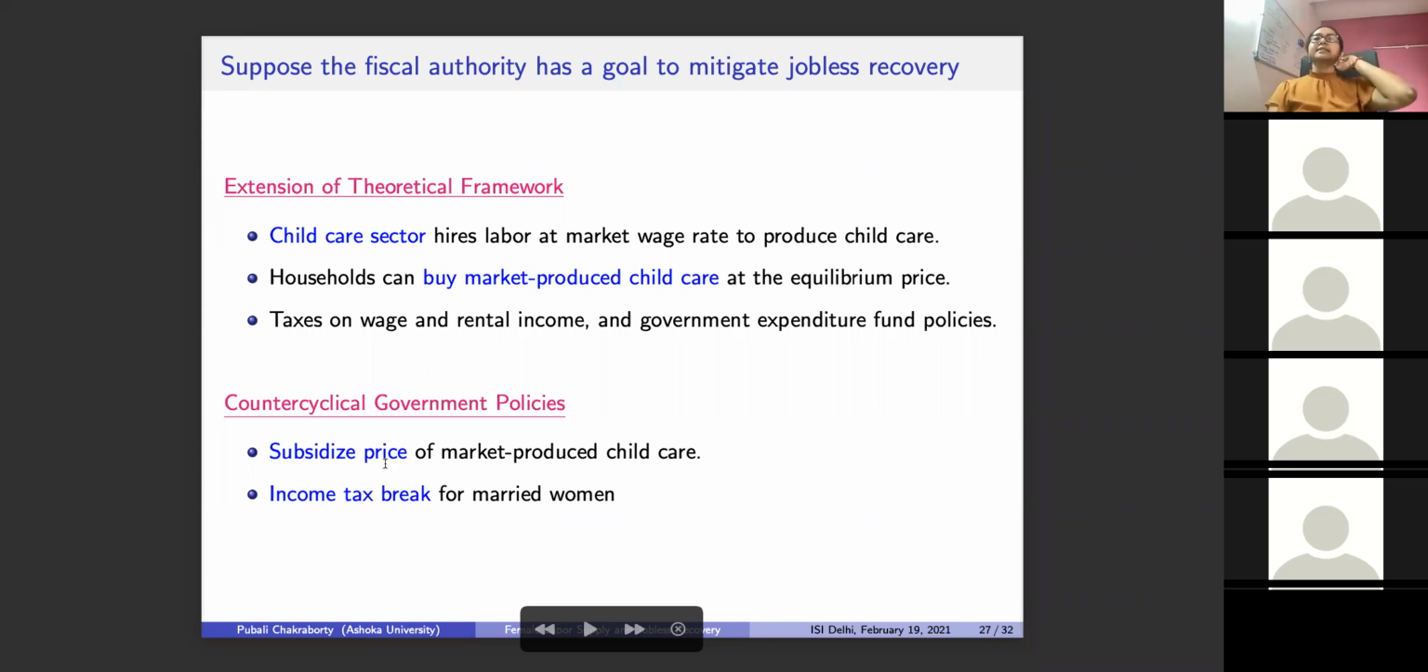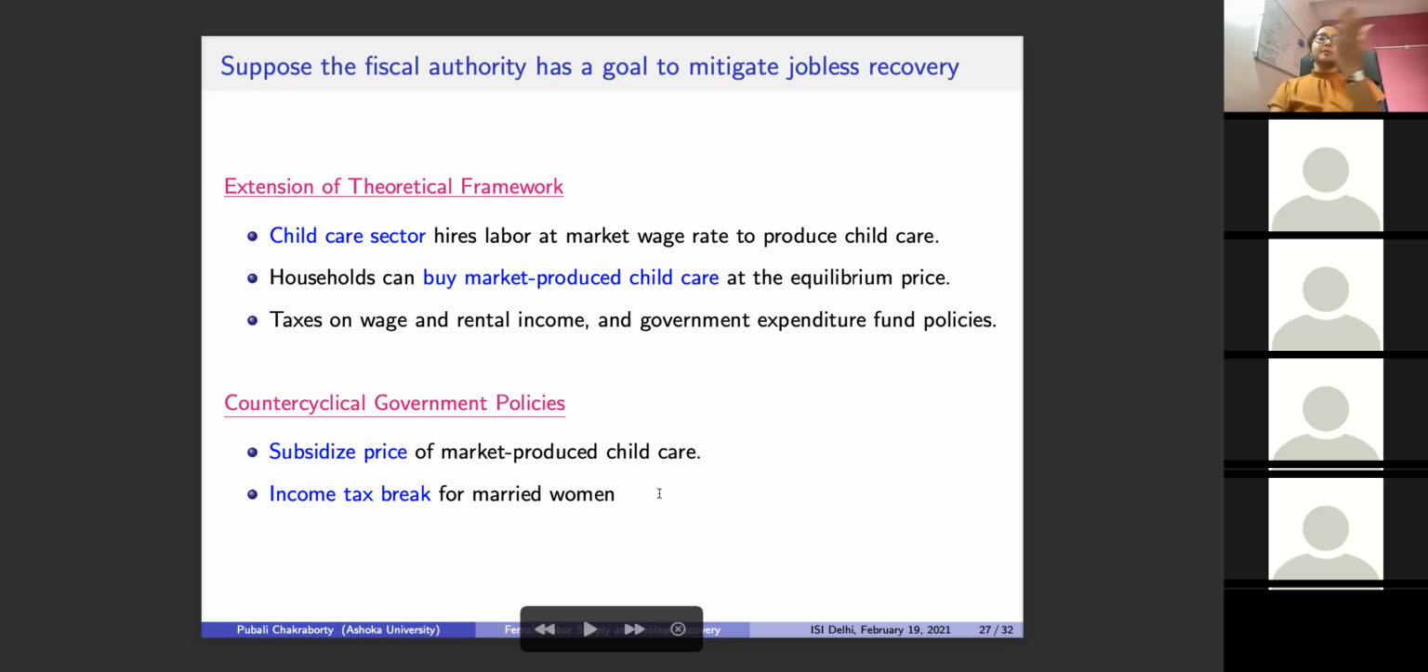One is subsidizing the price of market-produced childcare, and again, this is going to change as the shock realizes, so this is countercyclical. Similarly, I allow for an income tax break for married women. The first one essentially reduces the cost of raising children. The second one essentially works to narrow the gender wage gap.